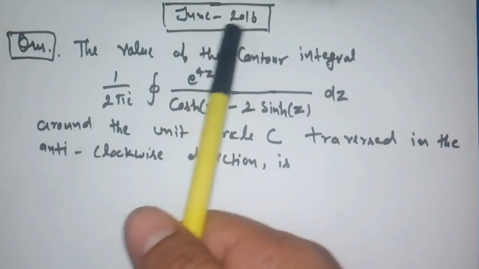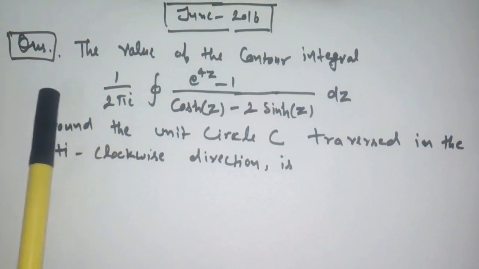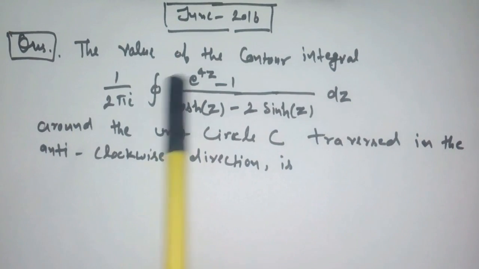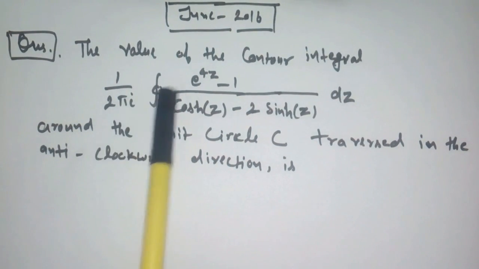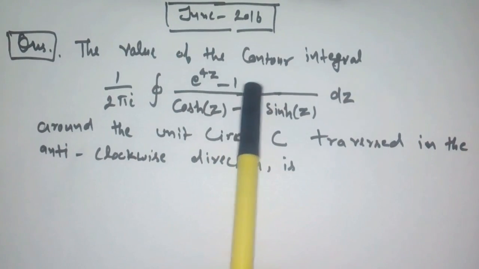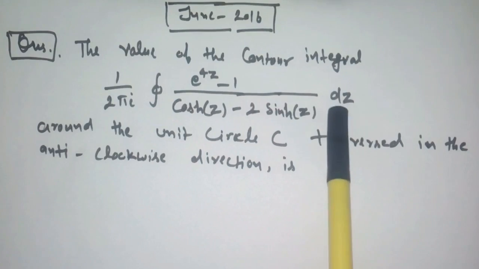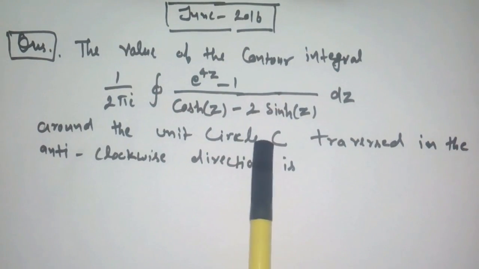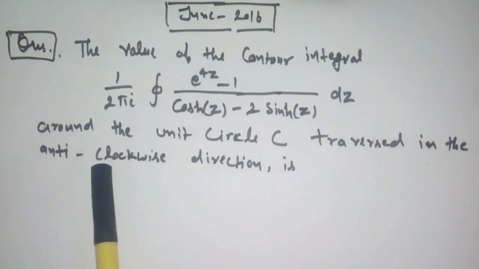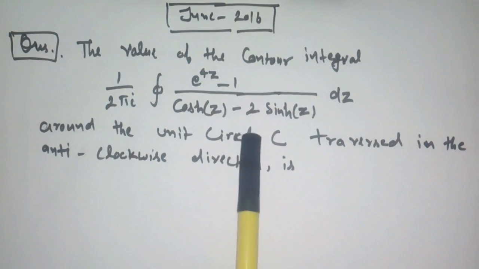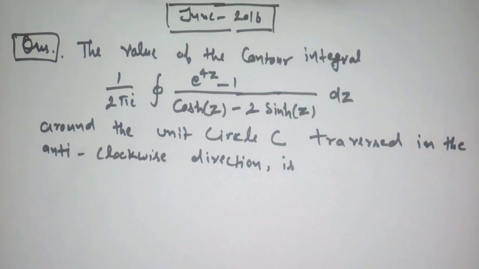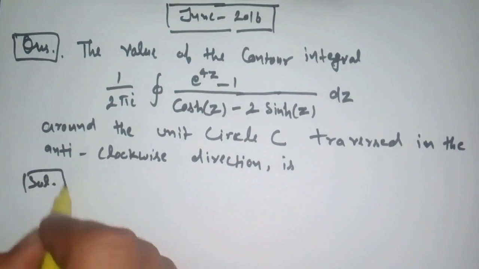Now the next question is from June 2016. The question is: the value of the contour integral 1 upon 2 pi iota times the integral of (exponential 4z minus 1) upon (cos hyperbolic z minus 2 sin hyperbolic z) dz around the unit circle C traversed in the anti-clockwise direction is. Now you can see that this question seems to be difficult, but you will see how the systematic approach makes it easy. So let's start to solve this question.